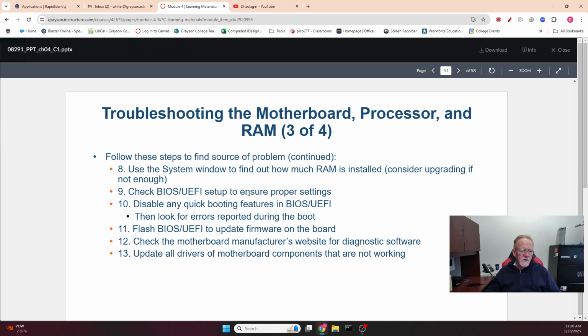Check the BIOS to ensure that the proper settings are set and that the temperature is not over what it should be. Disable any quick boot features in the BIOS, then look for errors, because if you disable quick boot, it will do a lot more testing during the post-test, and when that happens, if there are errors, it will log them. Flash the BIOS with the latest upgrade or update to the firmware. Check with the motherboard manufacturer for diagnostic software. Sometimes they'll send it to you, sometimes they won't. And then update all drivers of motherboard components that are not working.